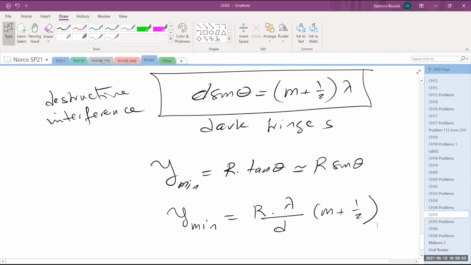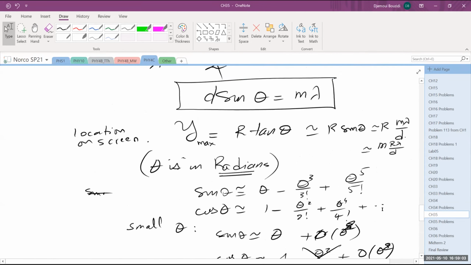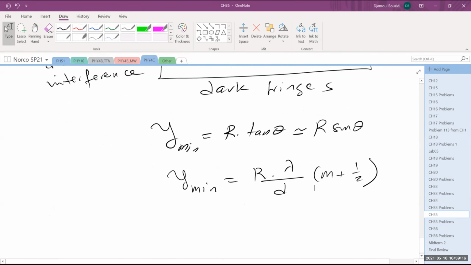So take r lambda divided by d, multiply it by 1/2, and you will find the first one. Make m equal to -1, it's going to be -1/2 times r lambda over d. Whereas the first ones in here, they're going to be just exactly either m equals 0, which is a central fringe, r lambda over d, or the next one, which is r lambda over d times 1. So the first one in here is just 1/2.